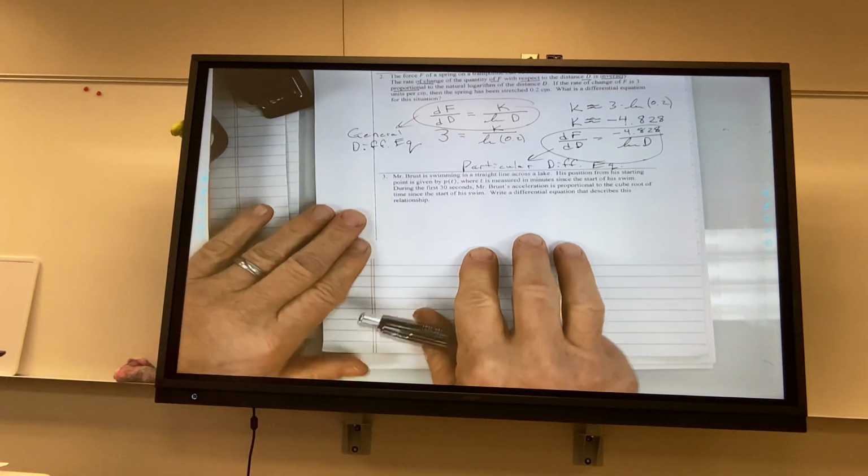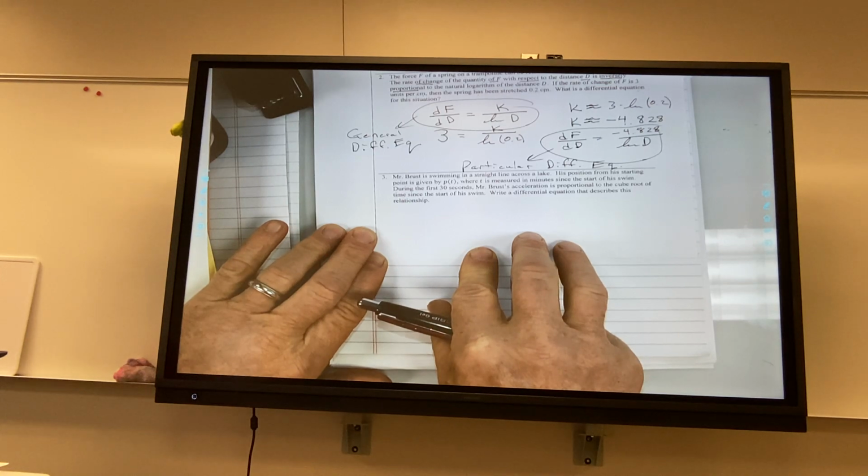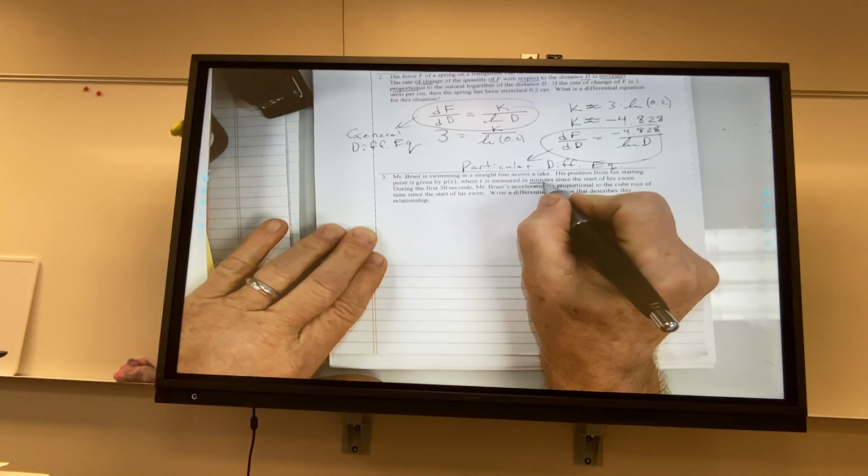This person named Mr. Brust is swimming in a straight line across a lake. His position from a point is given by P of T, where T is measured in minutes since the start of his swim. During the first 30 seconds, ooh, I always underline stuff.